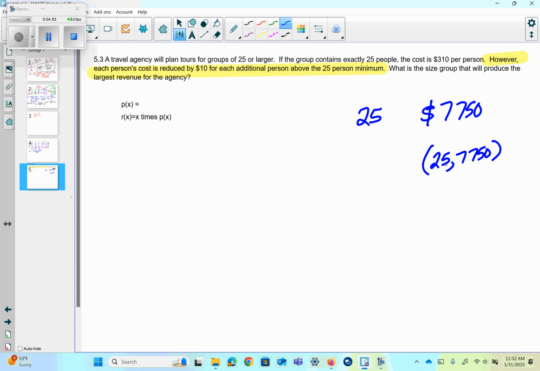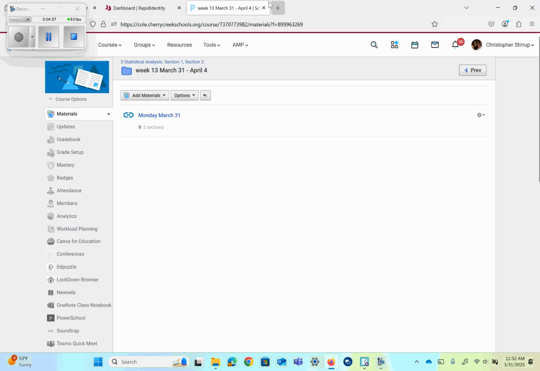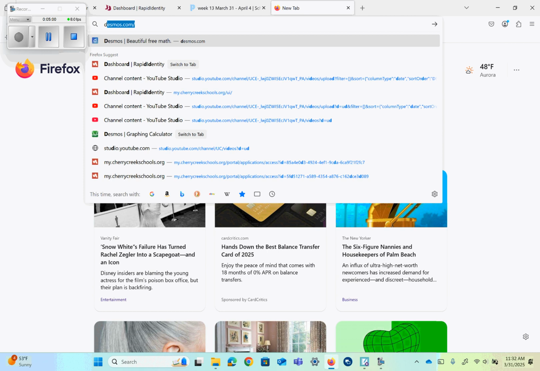So I think that if we were to plot this point on Desmos, and I'm going to go back and forth. So I'm just going to create a table on Desmos.